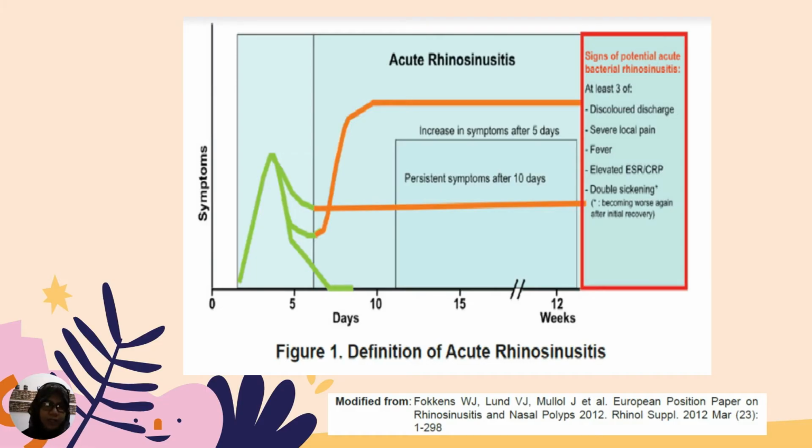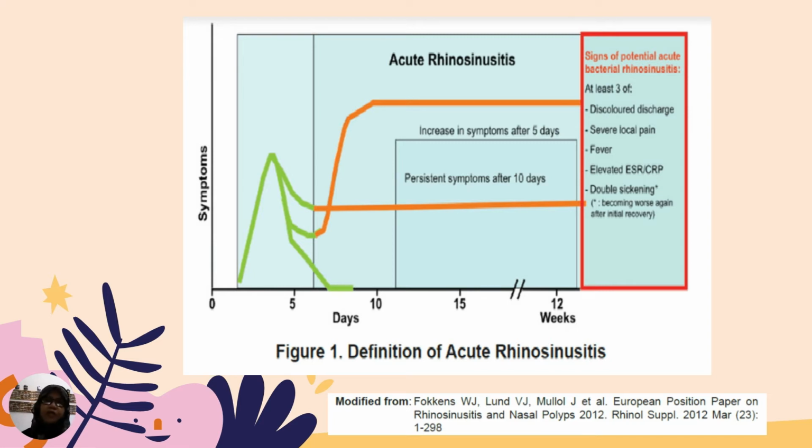In this graph, the one in green showed you the common cold, where it will resolve completely by day 5. If it persisted after day 5 and day 10, we call it acute rhinosinusitis. For ARS, commonly it is caused by virus.